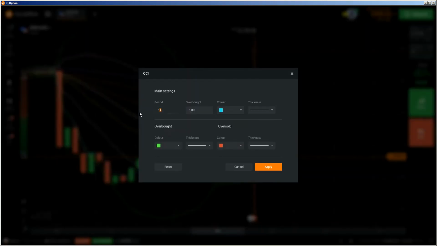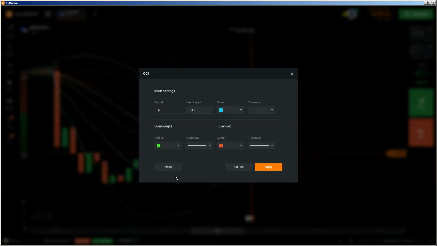I will add the CCI here with a period of 4, and the overbought area of 100. This will be the signal line. This will be the overbought line. This will be the oversold line. If you use higher expiry times, like 3 minutes or 5 minutes, you can use the standard period of 14. But I do 1 minute trades, so I will explain it on the 4 period.